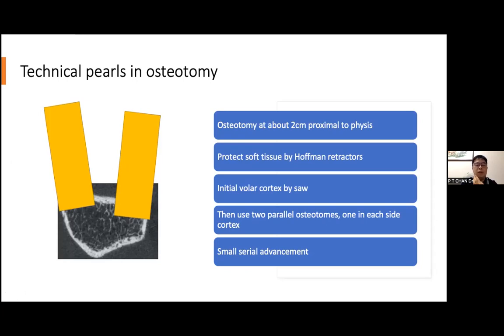So one side, when you tap in, it will get stuck, and then you start to tap on the other side, the radial side. Because the bone opens up on the radial side, the osteotome will be loosened, and at that time there's some more opening up of the osteotomy. Then advance both sides slowly, so as to avoid any extensor tendon injury.